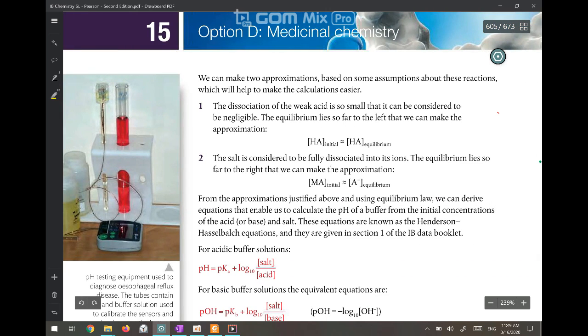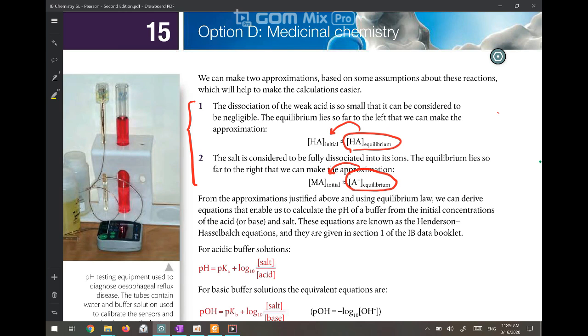So let's move on to the next page. These two assumptions are mentioned here. So we assume that the HA which we have at equilibrium or in the buffer solution is the same as the initial concentration of HA which we are adding there because it doesn't dissociate so much. And on the other hand, the concentration of the conjugate base is the same as the concentration of the salt which we are adding to the solution because the salt completely dissociates to make the A minus.